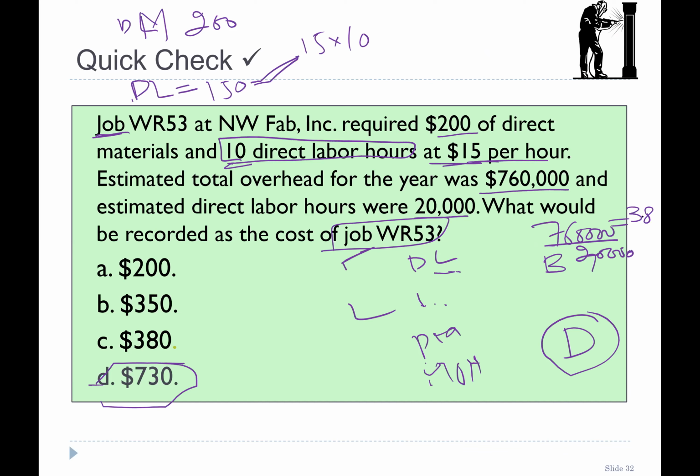The POHR is per hour. And this job takes 10 hours. Right, Sipade? I think you made a mistake here. So 38 multiplied by 10. The answer would be 380 manufacturing overhead. So if you add 200, 380, 150, the answer would be 730. Right?